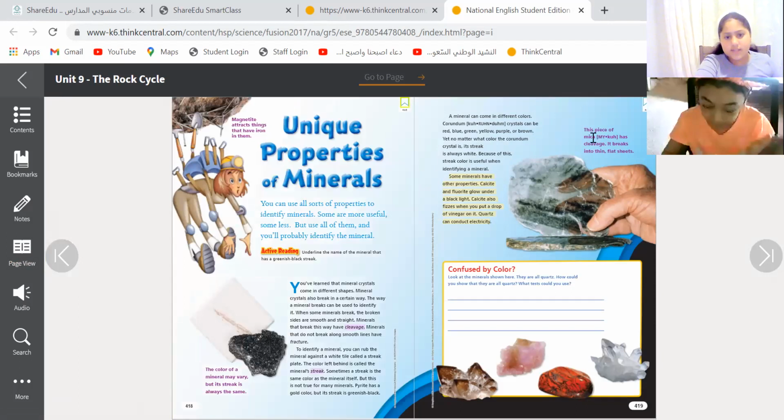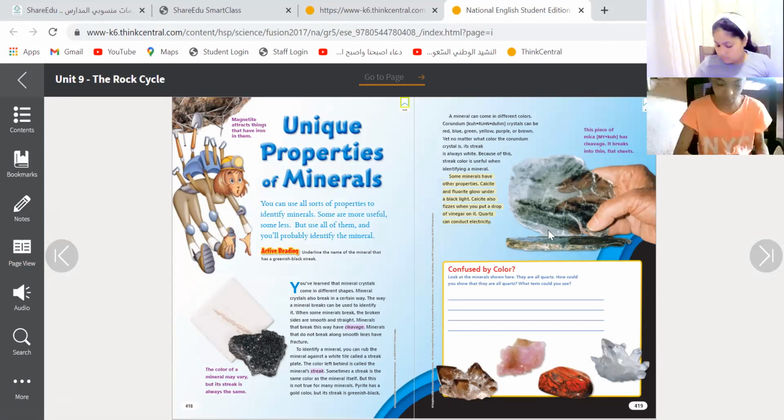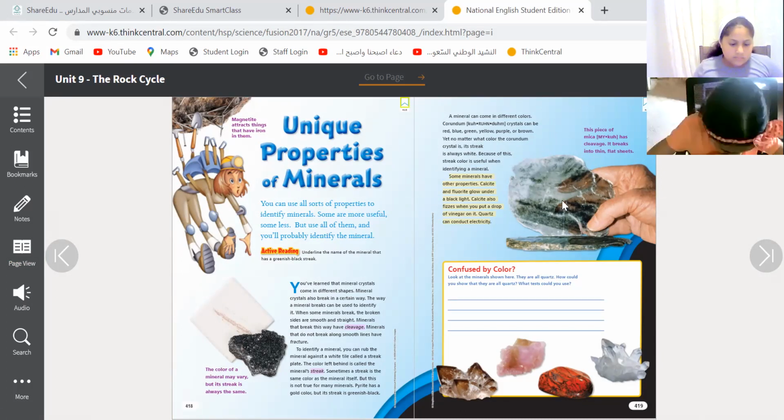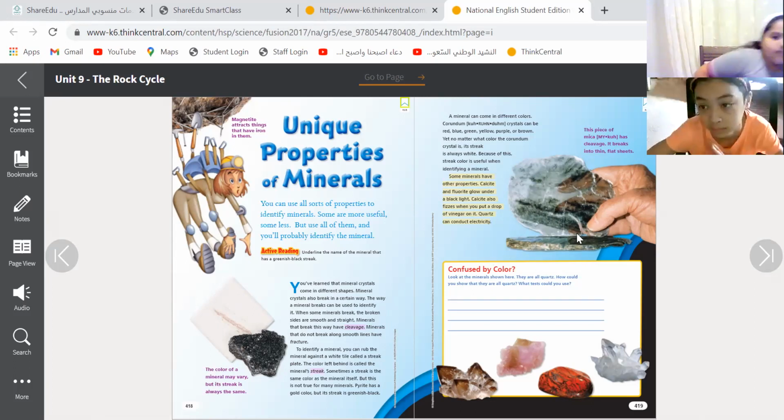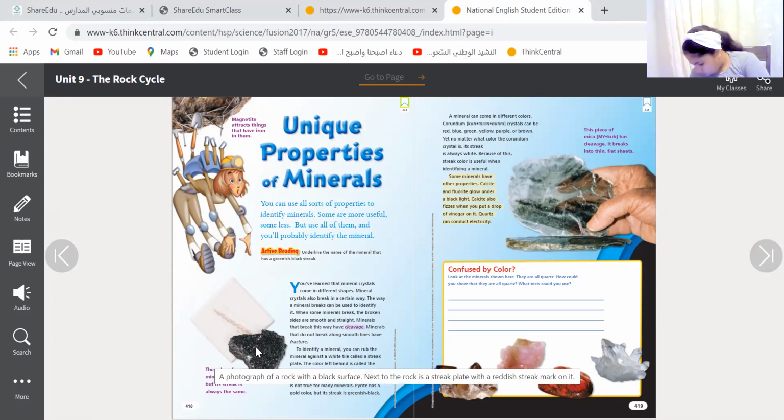What is the question? Give me an example about a mineral having a cleavage. Corundum crystals? No, the mica. Look at this rock. Oh, yes, this rock. This is the example of the cleavage. This is mica. We call it mica. Mica, when it breaks down, it will break down into thin, flat sheets. Can you see? And this is the example of the other property, which is streak.